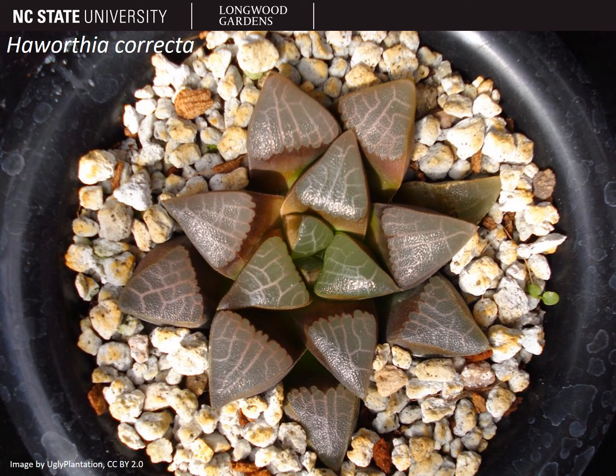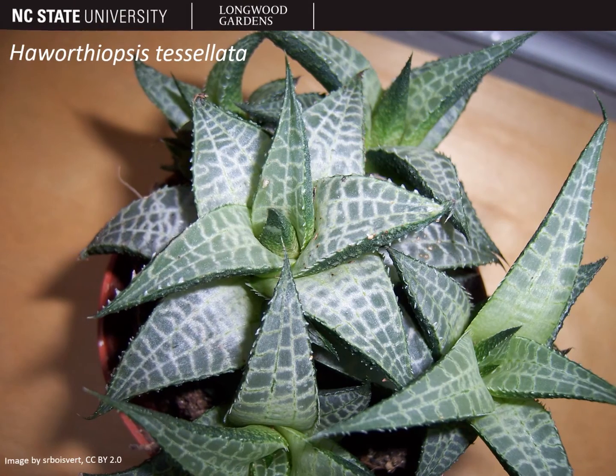Some Haworthias may have intricate white tessellations on the epidermal windows. And just to make it extra confusing, there are some Haworthiopsis that have windows as well. But you can differentiate these from Haworthia by the leaf shape and form and the fact that the windows are on the inside of the leaf instead of the entire leaf tip.